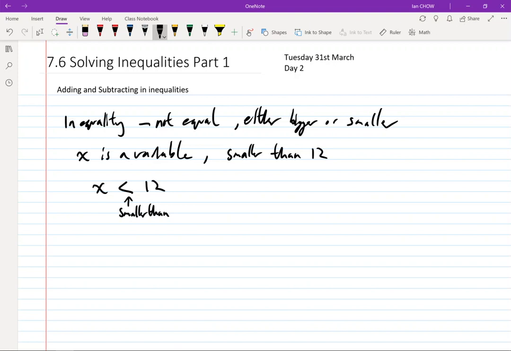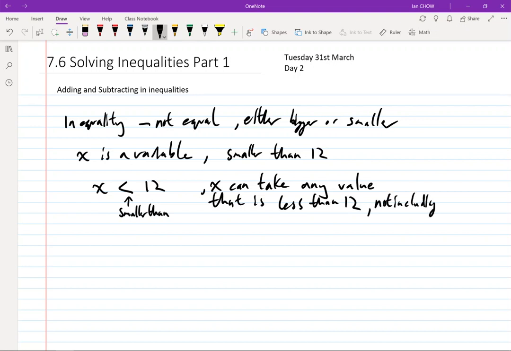That means x can take any value from 11.9, 11.8, 11.7, 11, 10, 9, 8, 7, 6, 5, 4, 3, 2, 1, 0, and even go negative. So x can take any value that is less than 12, not including 12.